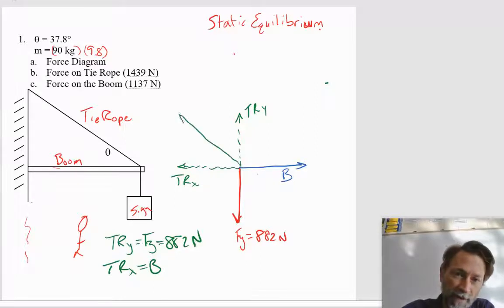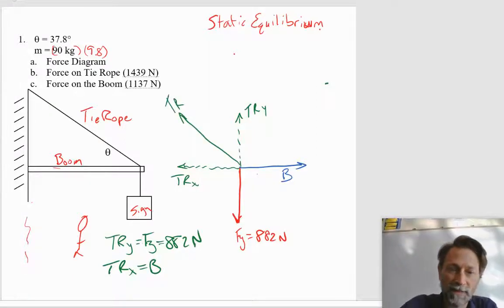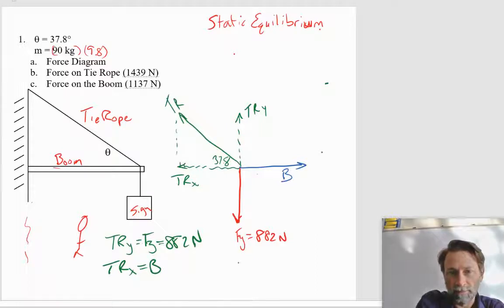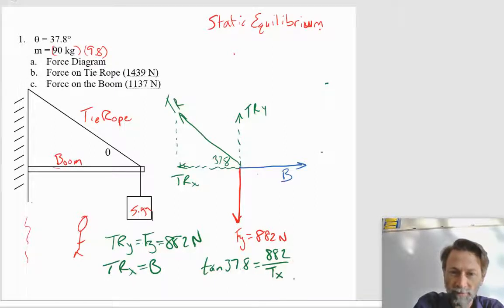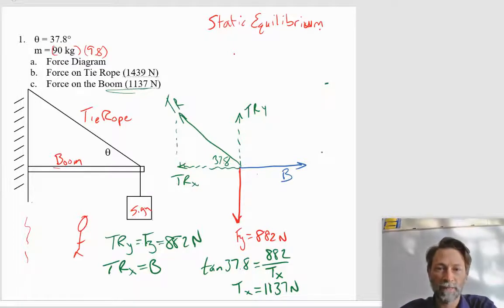So how do we put those together? If I redraw my tie rope here, and I know that this angle is 37.8, then I can say, well, it looks like the opposite over the adjacent. So I'm going to say the tangent of 37.8 is going to be equal to the Y value, which will be the 882, over the X value. And when you solve for the tie rope X, you end up getting 1137 newtons. And so that's how you would find the boom value, which will be the X component, and the tie rope value, which is the Y component.